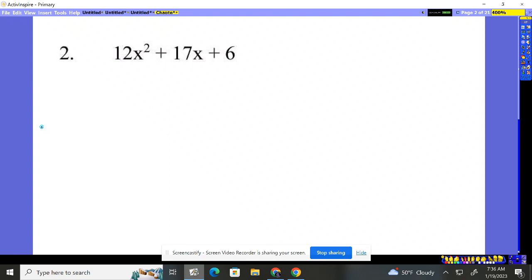Number 2, we must factor. This is what it's asking us to do. Well, the A value is a 12. That tells me I'm going to have to use the method of busting B. To bust B, we multiply the 12, the A value, times the C value, which is 6. 12 times 6, 72. All right, we got a big number here, but no big deal.